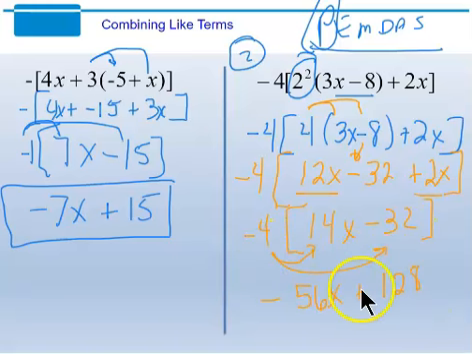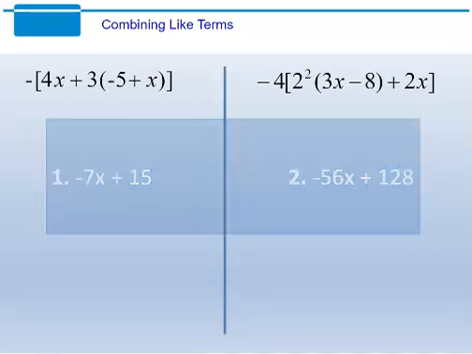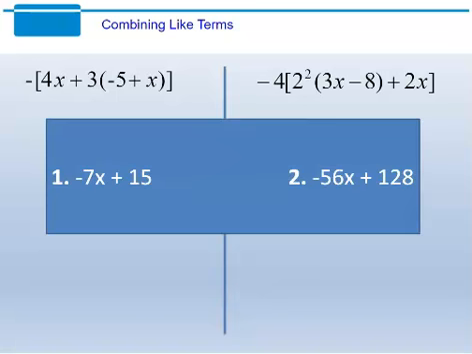You'll notice that I did end up changing the signs because a negative times a positive is a negative. Negative times a negative is a positive. So when that's the case, this is what your answer will be. And there it is, a little bit neater for you in case you can't read my handwriting.